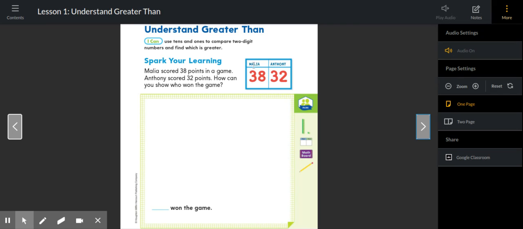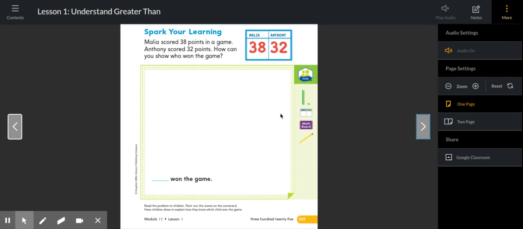So if Malia scored 38 points in a game and Anthony scored 32 points in a game, how can you show who won the game? Okay, so if the tens are the same, they both scored 30 something, then we have to look at the ones. And Malia scored 38, so that's more than 32. And so they want you to draw to explain how you know which child won the game. So I would do a quick picture for 38, a quick picture for 32, and then we know that Malia won the game. So Malia would be the winner.